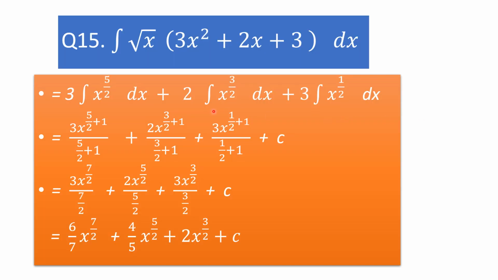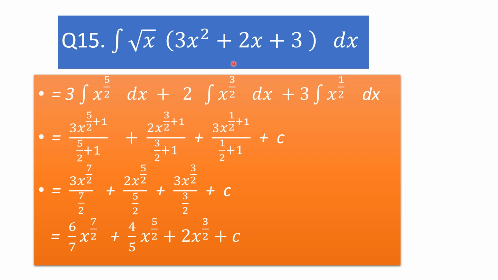Now moving to question number 15. What does this say? Under root of x, bracket starts, 3x square plus 2x plus 3, dx. Kindly take this under root of x, multiply it to each of these terms. You will get this 3, it will come outside the symbol of integration, 3 integration of x power 5 upon 2, because this is 1 upon 2 plus 2. This will give you 5 upon 2, right?